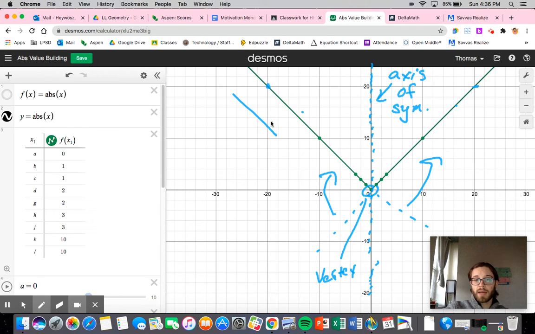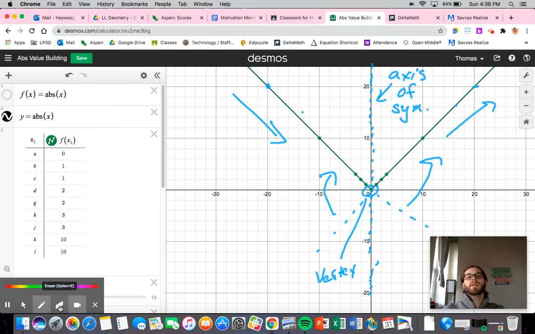So what else do we notice? Well, on this side, we're decreasing. And on this side, we're increasing, right? So on one side of the vertex, we're going to be decreasing. On the other side of the vertex, we're going to be increasing. All right. And we also notice that here, the vertex is a minimum.